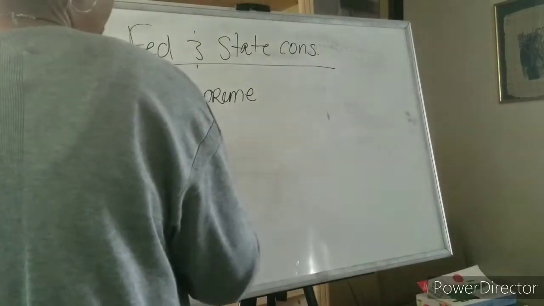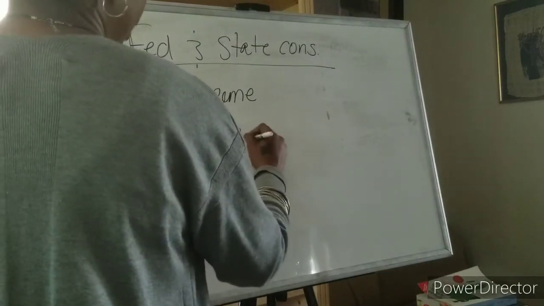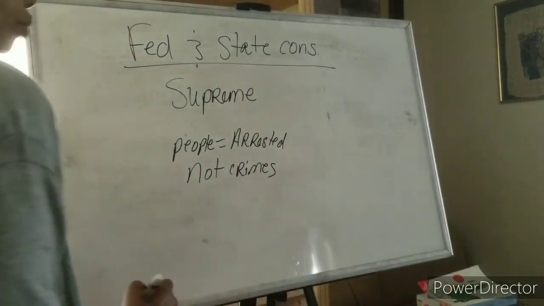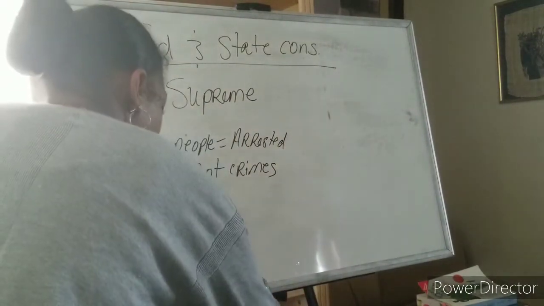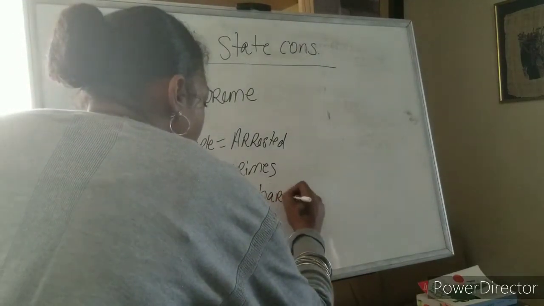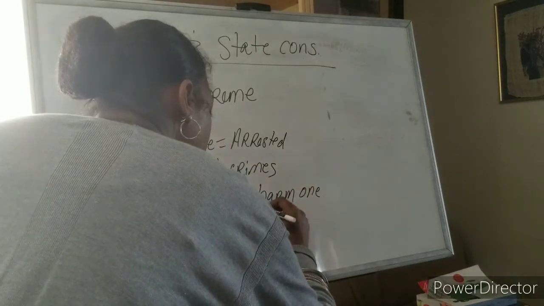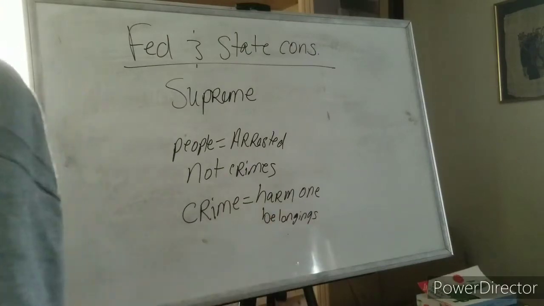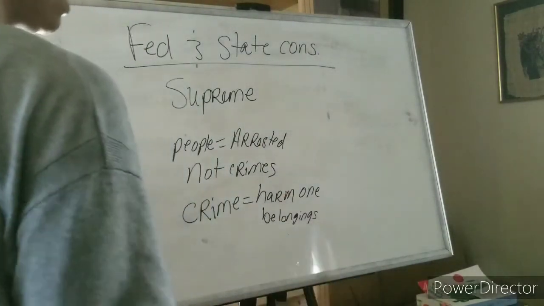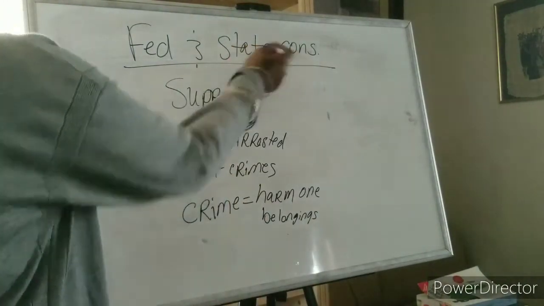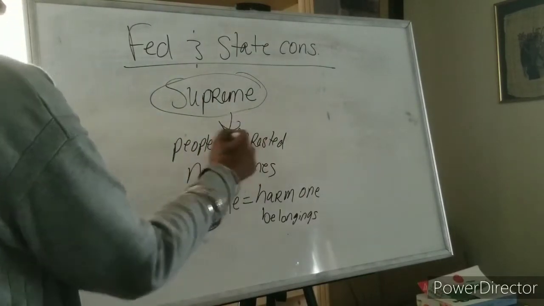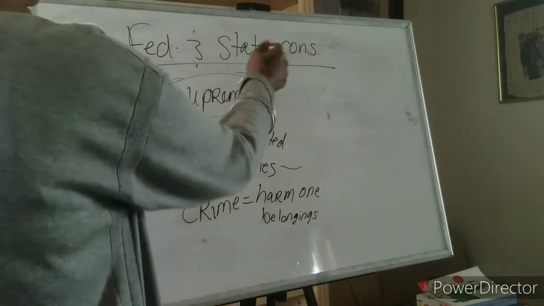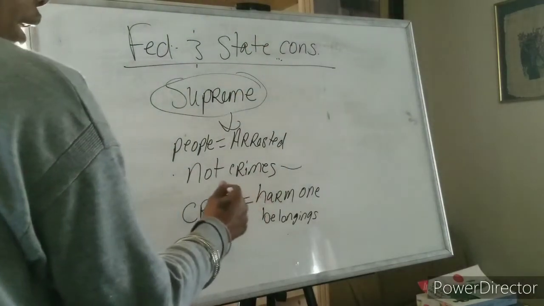So now that we have federal and state constitutions are supposed to be supreme, yet we have people being arrested for things that are not crimes. The only thing that can be considered a crime is if you harm someone or their belongings. So say their property or anything that belongs to them, basically. So federal and state constitution is supposed to be supreme, yet people are being arrested for things that are not crimes. And this constitution and federal and state constitution says that you cannot be arrested for anything other than a crime.